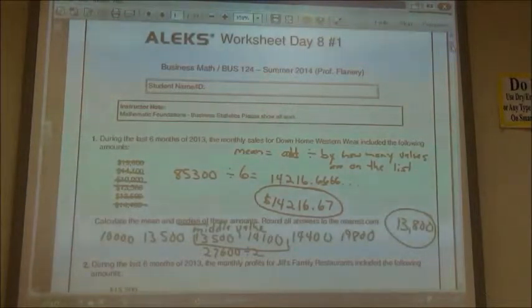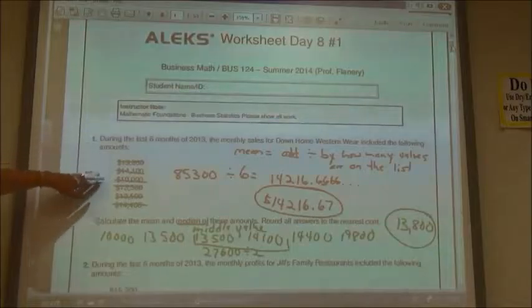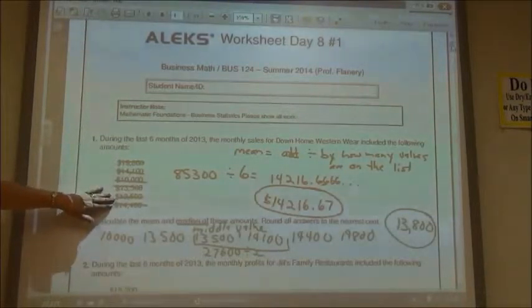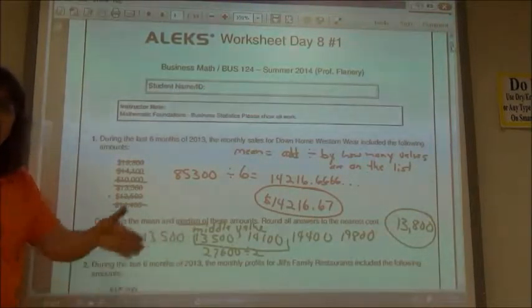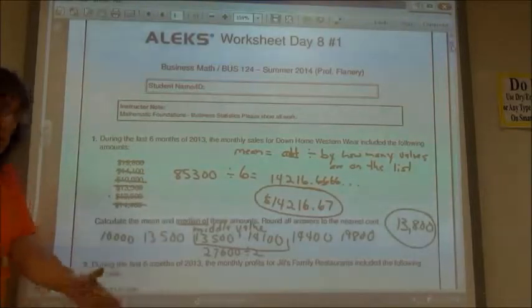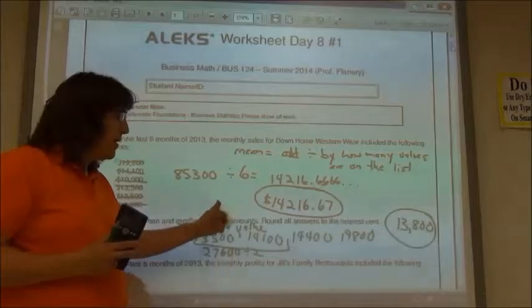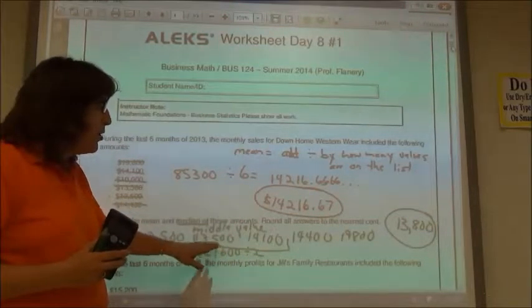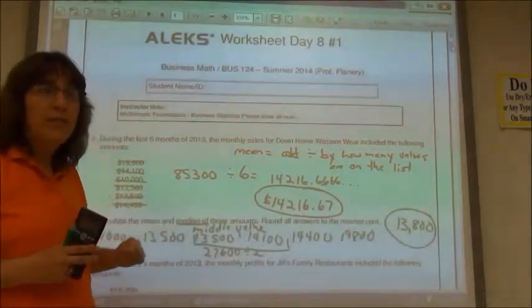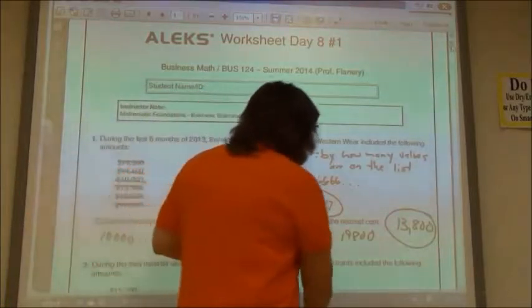So mean is like finding the average. We add them all up and divide by how many numbers. Median, think of like the median in the road. It's right down the middle. You're trying to find what's in the middle. If it is an odd number, you just pick the middle number. If it's an even number, you have to add the 2 middle numbers together and divide by 2.